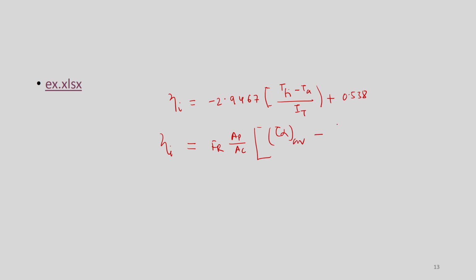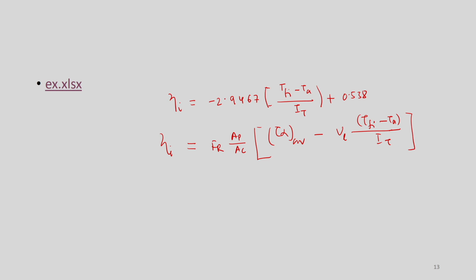Okay. So, here what I can write is the expression what we have got there. So, this eta I is something like minus 2.9467 times TFI minus TA divided by IT, plus 0.538. Okay. So, this is known to us now. Now, also we know the expression for eta I when we use the Hottel-Whillier-Bliss equation. So, this FR AP by AC is tau alpha average minus UL, then TFI minus TA divided by IT.